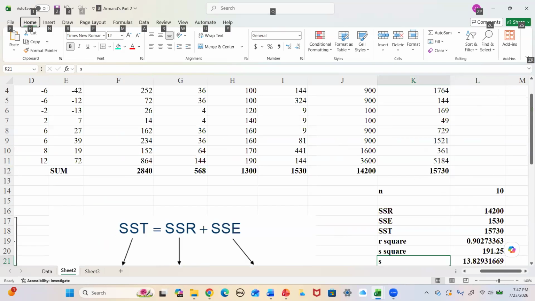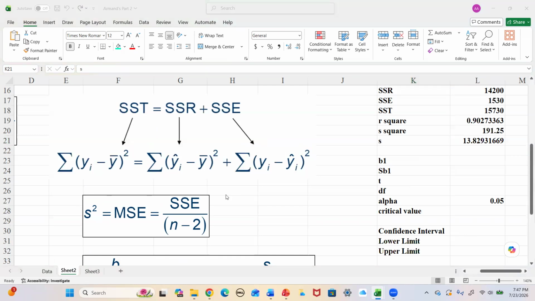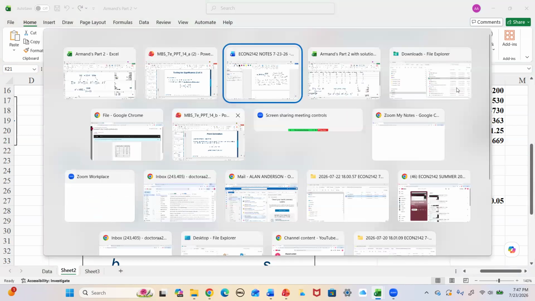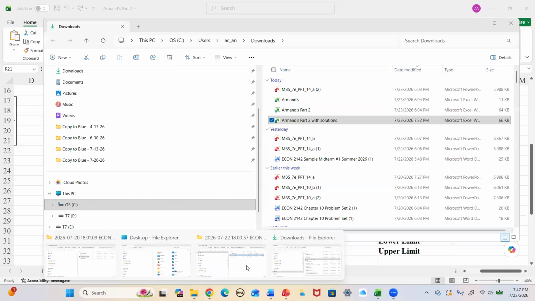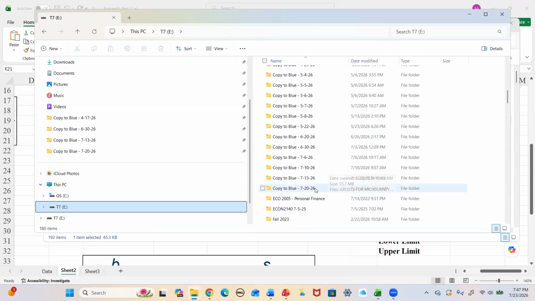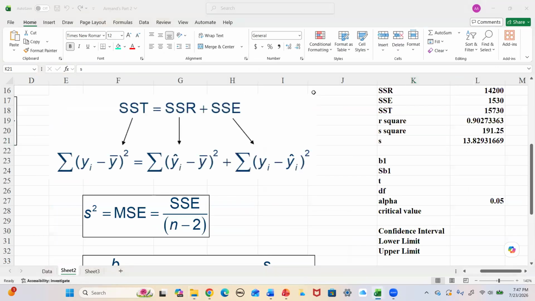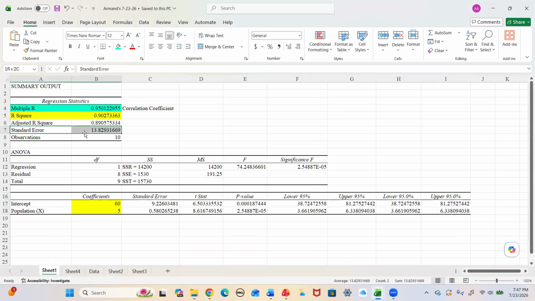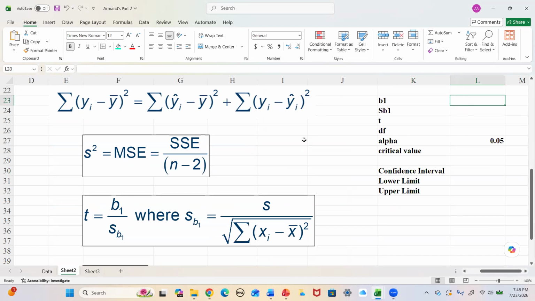Now, by the way, when we ran this regression in part one, it's right here in Excel. And it actually says standard error 13.829 something.